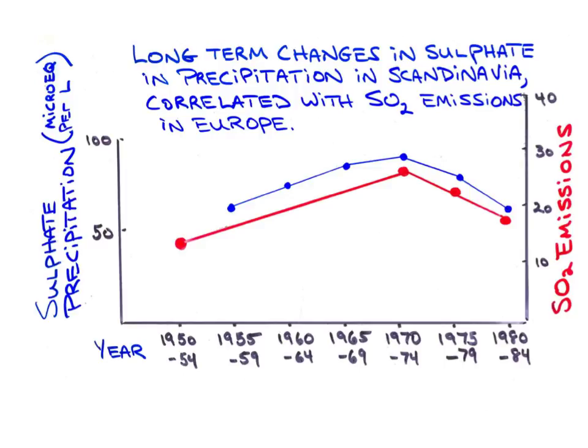This graph displays sulfur dioxide emissions from 1950 to 1980 and sulfuric acid precipitation from 1950 to 1980. This graph displays a very strong correlation between sulfur dioxide emission in the UK, the red line, and the sulfuric acid precipitation in Scandinavia, the blue line.